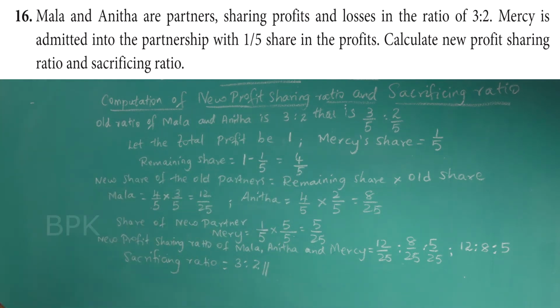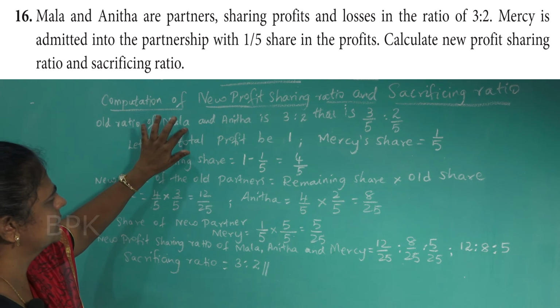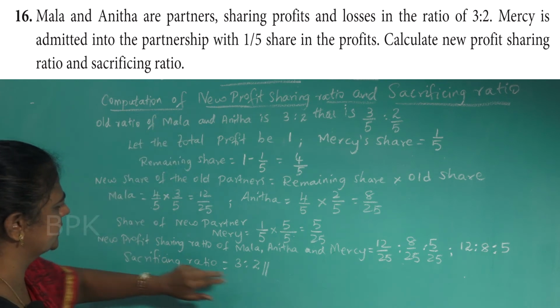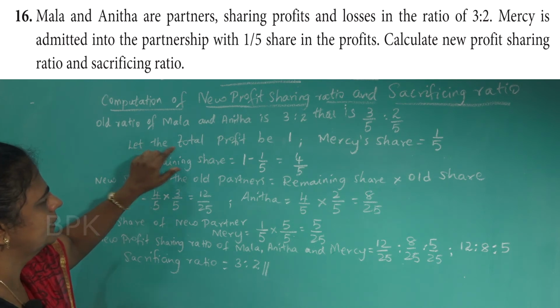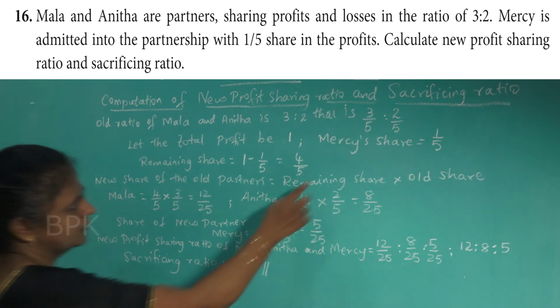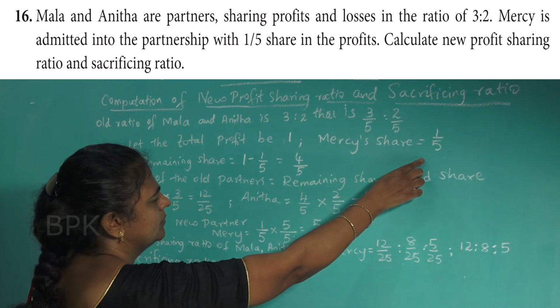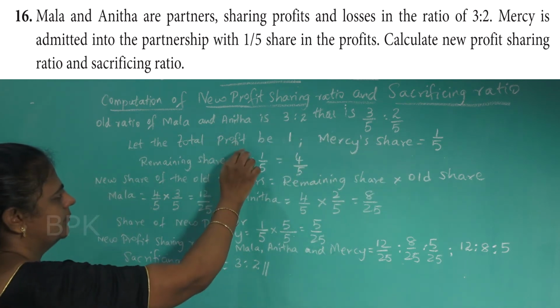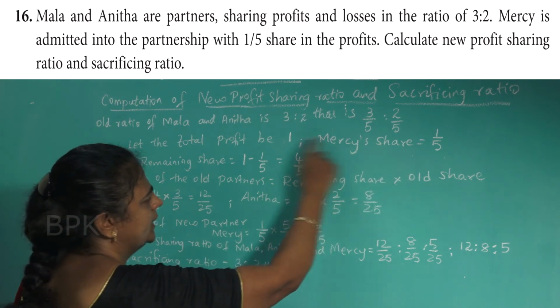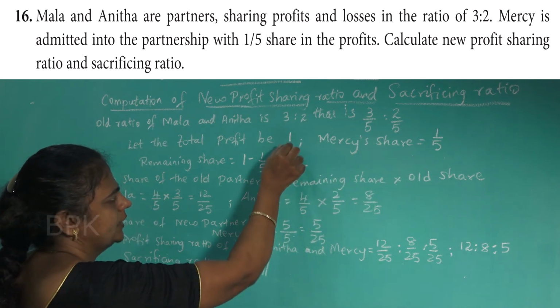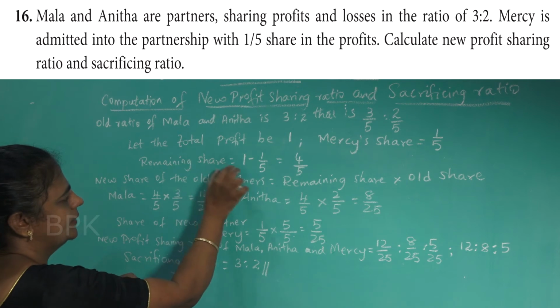Okay. So now in this question, the old ratio is given, and the old ratio only is assumed as the sacrificing ratio. Okay. And then what is given? The new partner's share is given, Mercy's share is given, but whatever is the profit, in that profit he is going to take 1/5. We don't know what the profit is, so let the profit be 1.